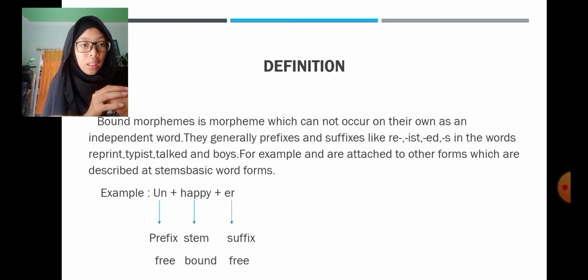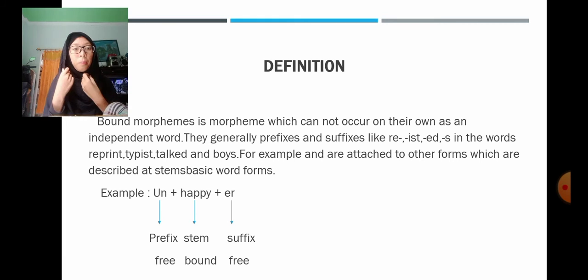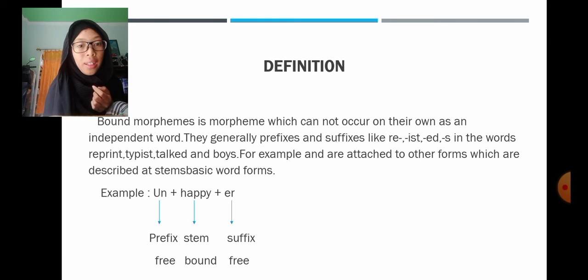For example, un and er are attached to other words which are described as stems, basic word forms. As you can see, for example, un plus happy plus er. In this word, un is a prefix, happy is a stem, basic, and er is the suffix. And then this is for the type: un is a bound morpheme, happy is a free morpheme, and er is a bound morpheme.